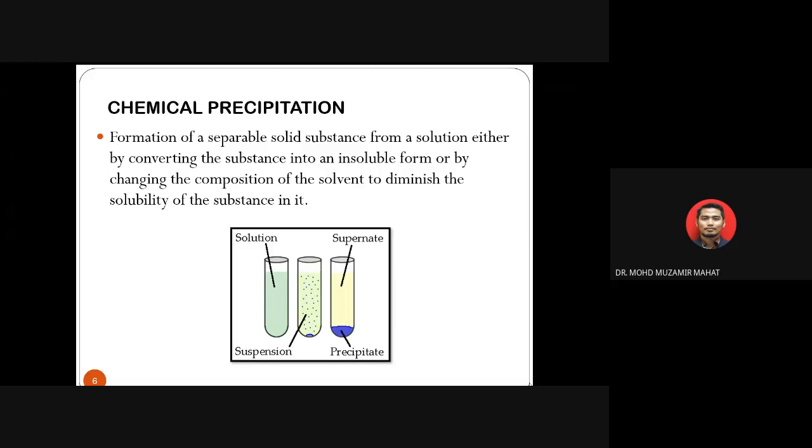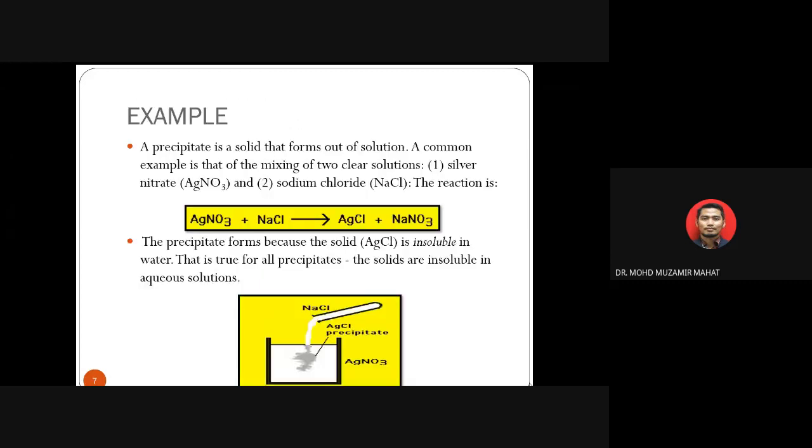It is the formation of a separable solid substance from a solution, either by converting the substance into an insoluble form or by changing the composition of the solvent to diminish the solubility of the substance. If you look at the figure, there's a solution, and after some time we can see a suspension, supernatant, and precipitate. So those are formed by chemical precipitation. Basically, it's a solid that forms out of solution.